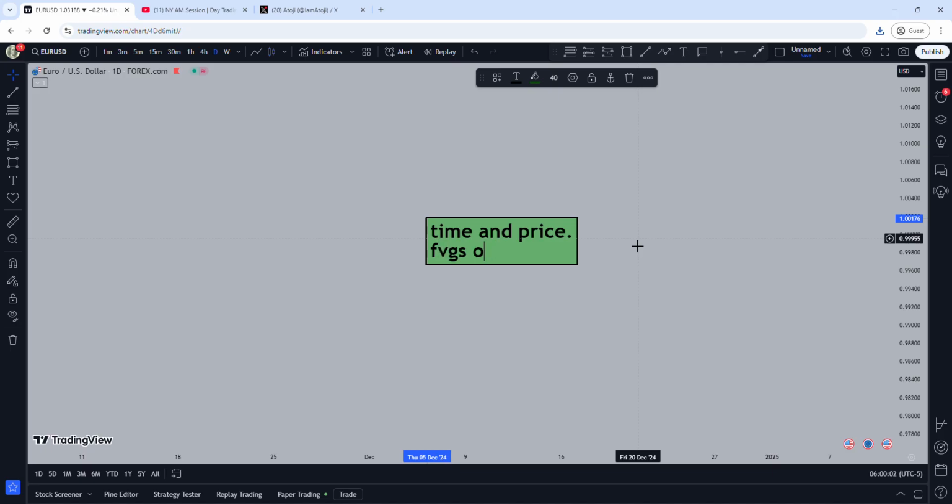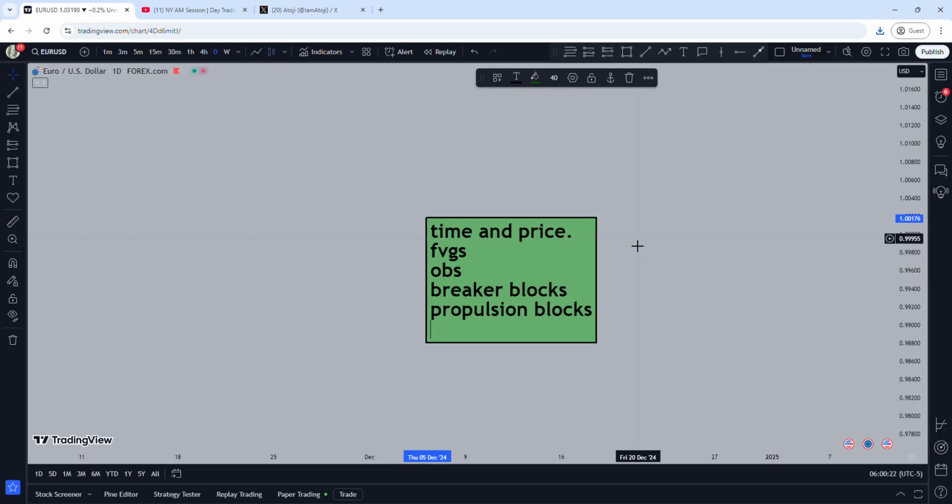FVGs, FVGs, OBs, breaker blocks, propulsion blocks, etc. You know, this ICT concept has a lot of names, but yeah, we're going to be dealing with things like this on the lower time frame.